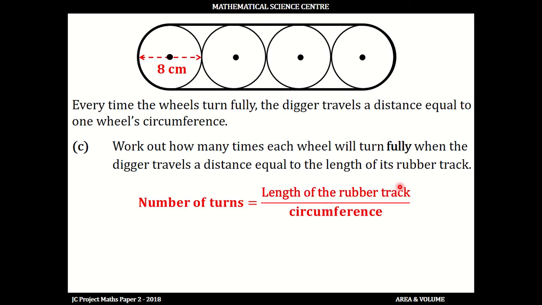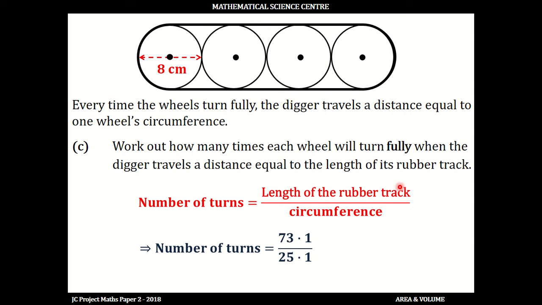So the number of turns is going to be the length of the rubber track divided by the circumference. So what is the length of the rubber track? Over, what was the circumference? 25.1. So if we divide 73.1 by 25.1, this will tell us the number of turns that's required. Now, what's the answer to one decimal place? 2.9. But what does the question state specifically? Full turns. How many full turns will each wheel do?